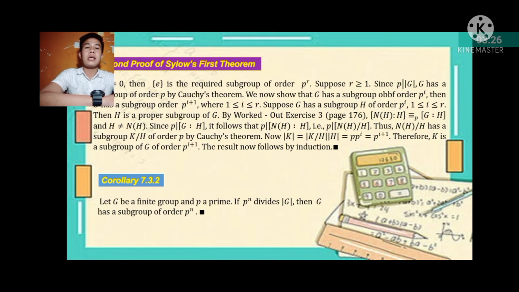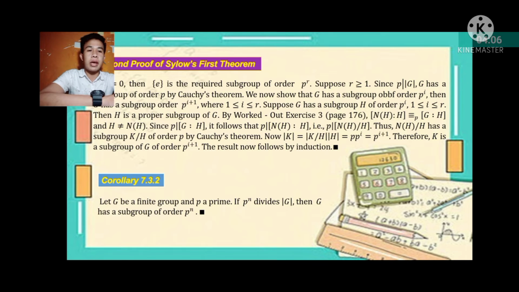And H is not equal to the normalizer of H, since P divides the index of the subgroup H in G. It follows that P divides the index of the subgroup H in the normalizer of H. That is, P divides the order of the quotient group. Thus, the normalizer of H, N(H)/H, has a subgroup K/H of order P by Cauchy's theorem.